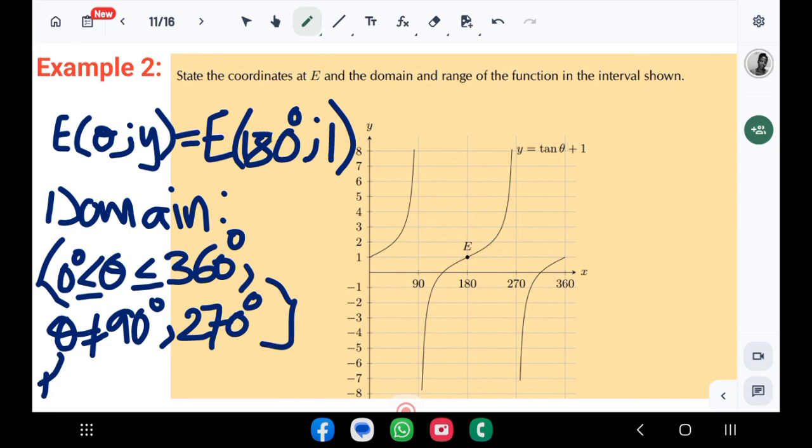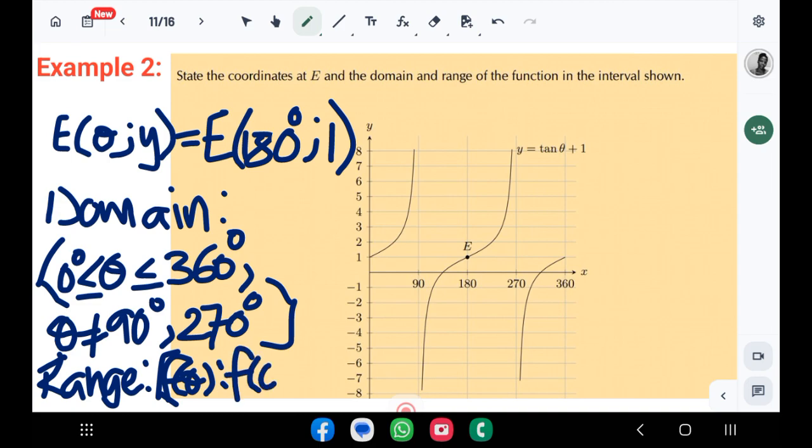The range is very simple. Your y, f of theta, is an element of the real numbers. That's your domain. That's your range.